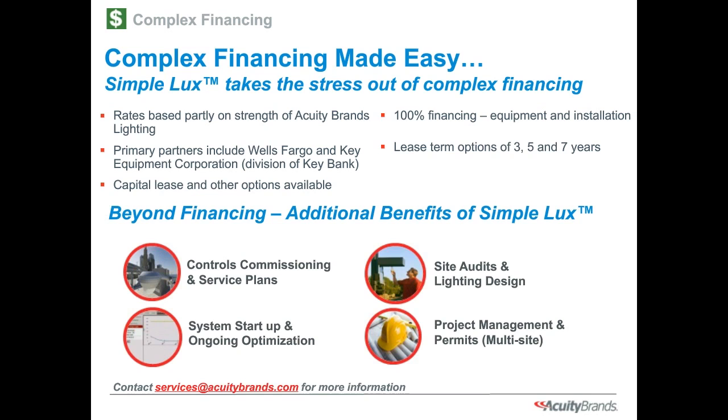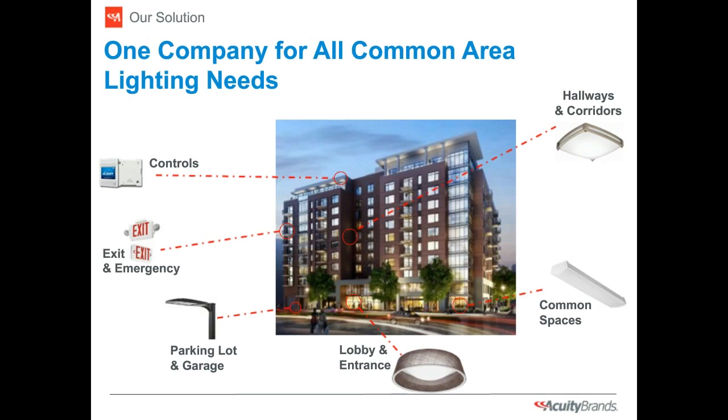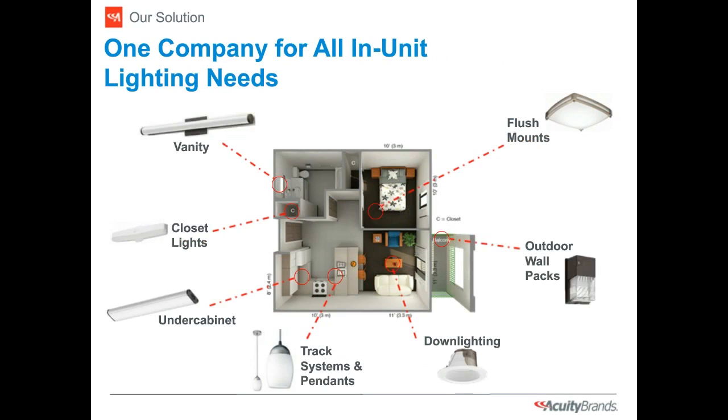Acuity Brands Lighting, one company, one promise. Acuity Brands, one complete solution. When lighting the common spaces of your property, indoor or out, Acuity has the solution. From hallways and corridors to lobbies and rec rooms, parking lots or garages, we've got the products to meet your needs. In-unit lighting needs, we've got you covered there as well, with lots of options in decorative categories such as track and pendants, flush mounts and downlighting, vanities and other. Acuity is your one-stop shop for lighting and controls.